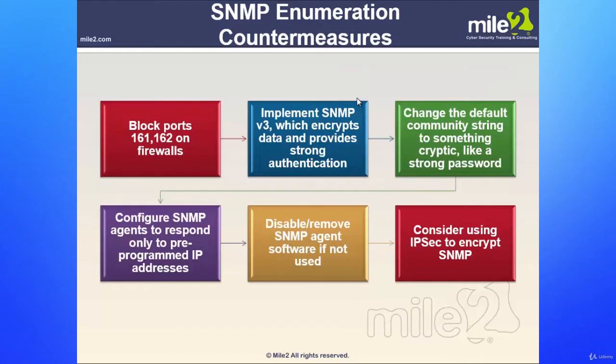So here are the enumeration countermeasures. Block 161 and 162 on your firewalls. Remember we said 161 was for SNMP and 162 was for SNMP trap. You can implement SNMP version 3, which encrypts data and provides strong authentication. Change the default community strings to something cryptic like a strong password. You want to configure SNMP agents to respond only to pre-programmed IP addresses, and then also disable or remove SNMP agent software if you're not using it at all. And also consider using IPsec to encrypt your SNMP traffic if you're still using version 1 or 2.